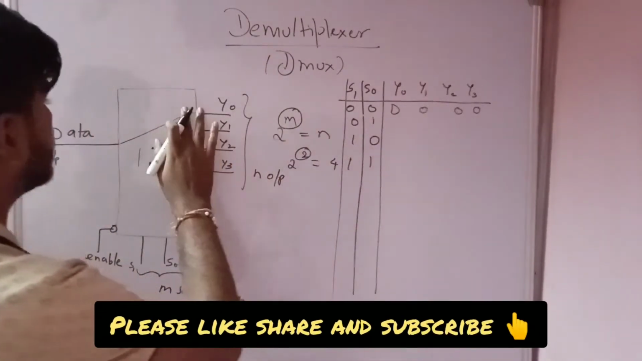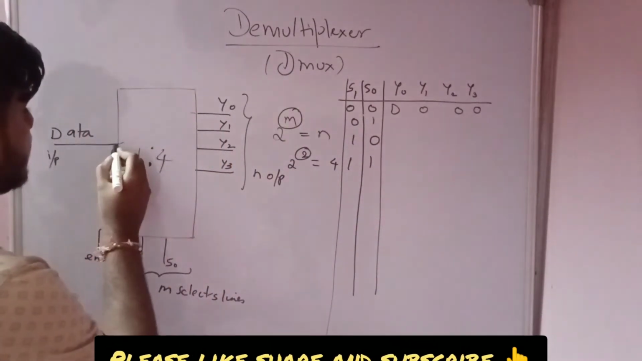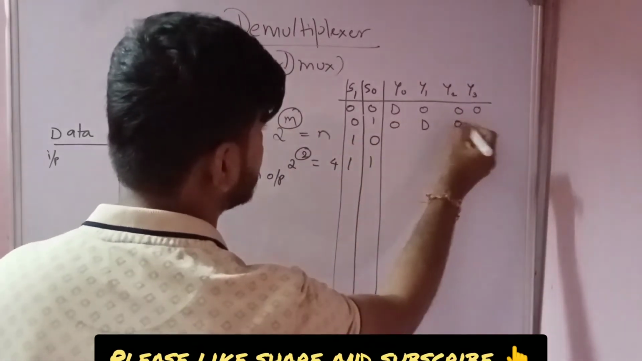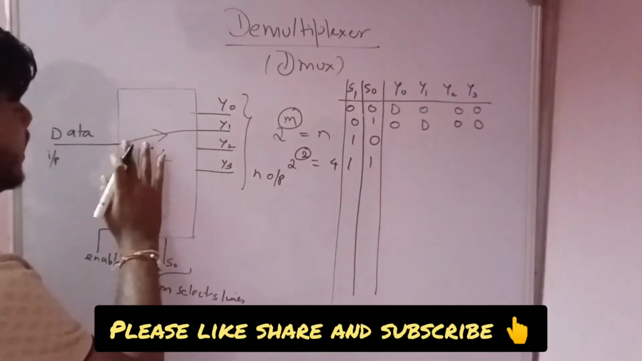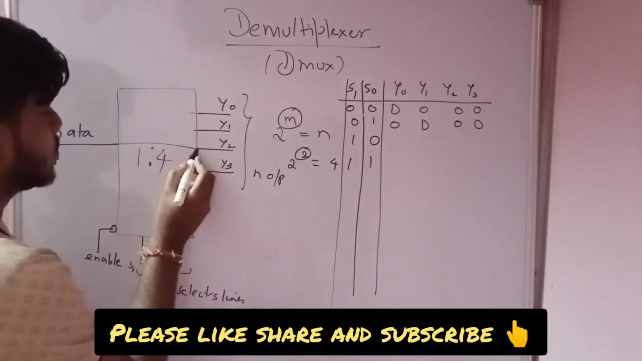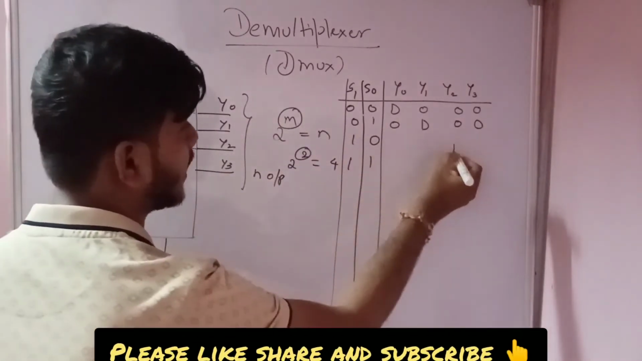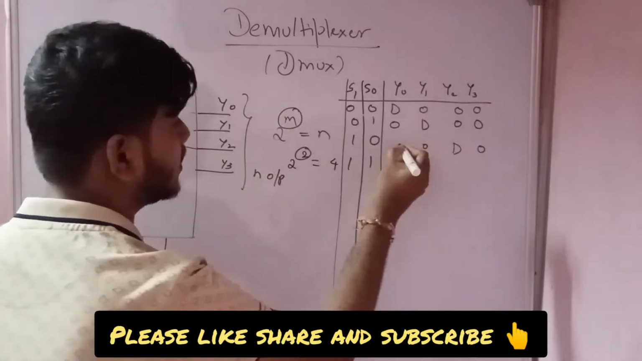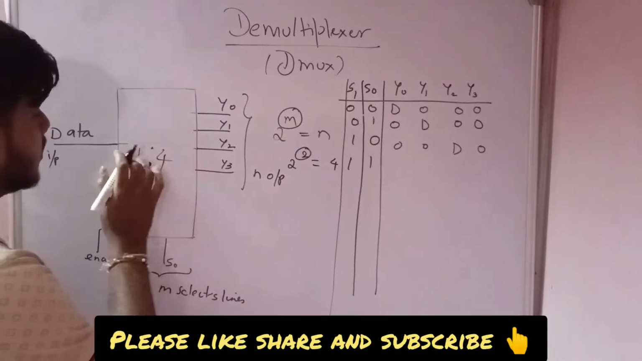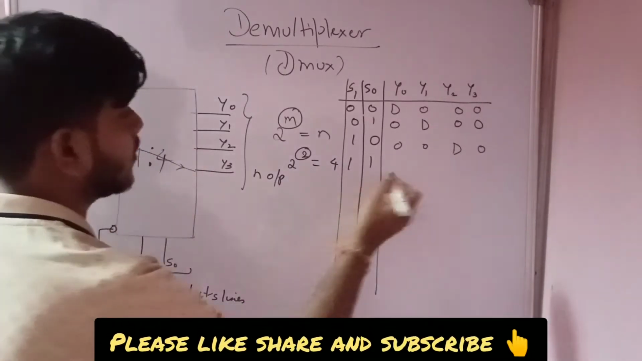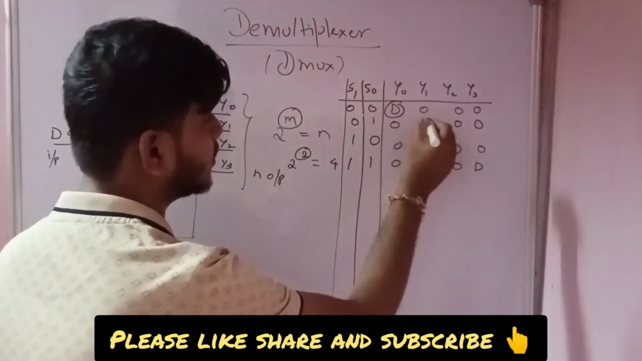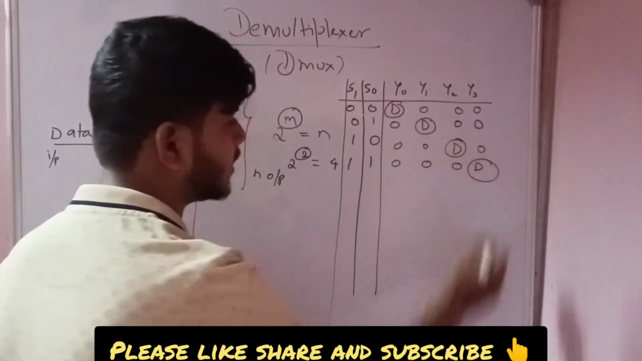Now when you have 0 1, the data will be passed to y1. So here you will have 0, 1, 0, 0. When you have the other combination, 1 0, your data line will be passed to y2, so y2 will have the data and the remaining pins will be 0. And for 1 1, your data pin will point to y3, and you have all zeros except y3. Here you have the data point, right?